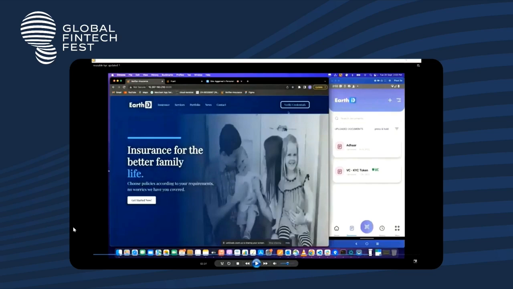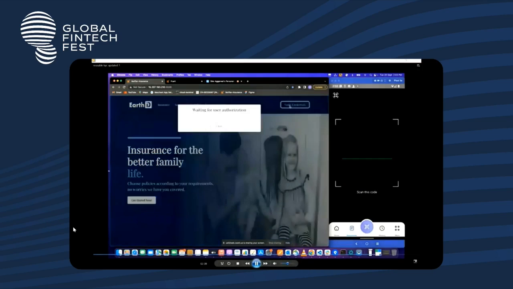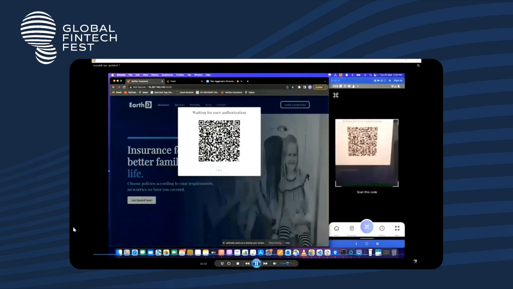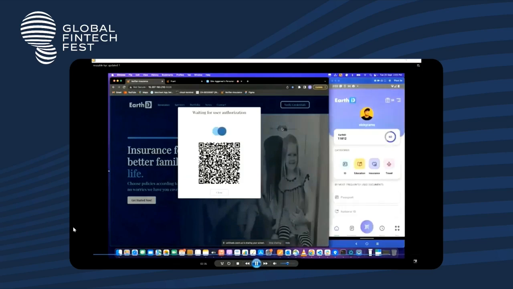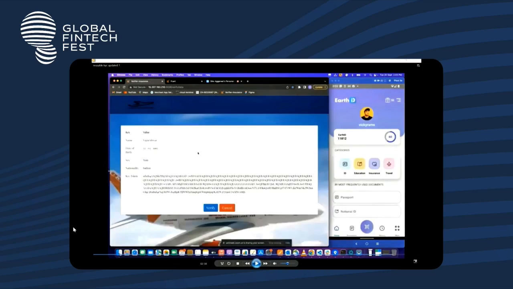Now let's use this KYC token to apply for an insurance. The user can just scan a dynamic QR code on the insurance portal to share his KYC token to prove that he has already completed KYC. Once the insurance department receives the KYC token, they can verify its validity against the ledger.